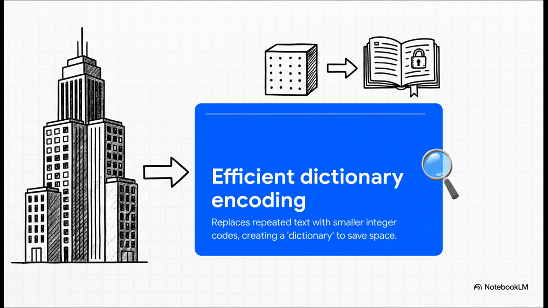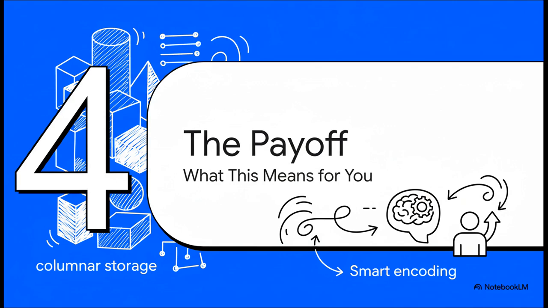It also uses something called dictionary encoding, which is amazing for text. So if you've got a column with the city, San Francisco, repeated thousands of times, Parquet replaces that long string with a tiny little integer, and then it just creates a dictionary to look it up. The result? A massive drop in file size and a huge boost in speed. Okay, so we've got this clever columnar storage and these really smart encoding tricks. But what's the real payoff? Let's translate all this tech talk into what it actually means for you and your work every day.